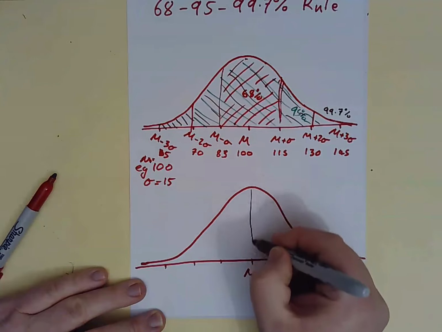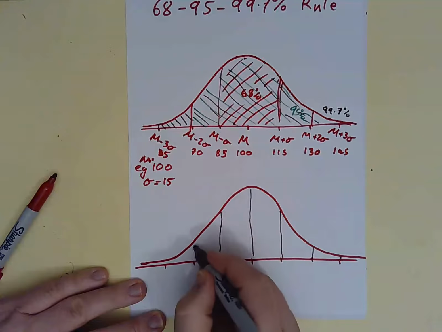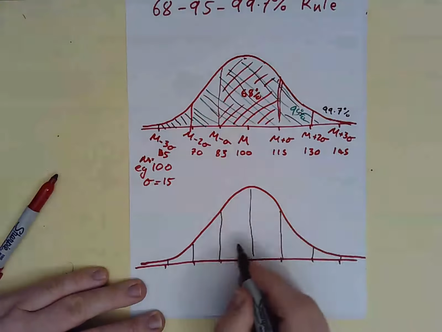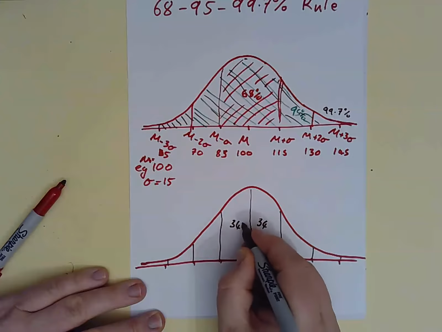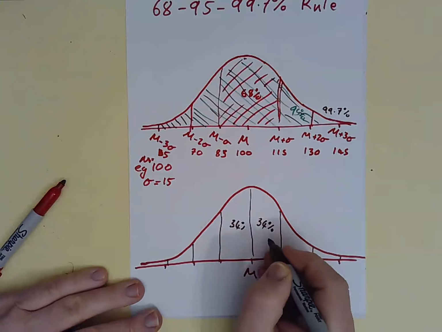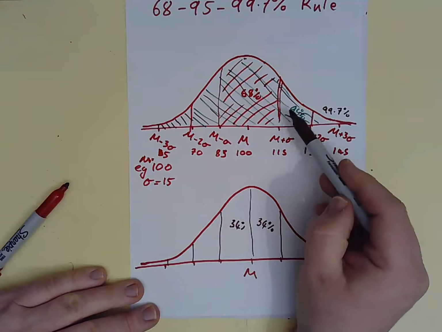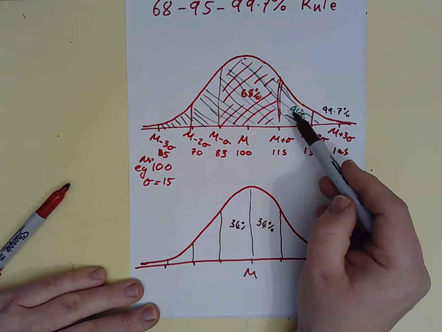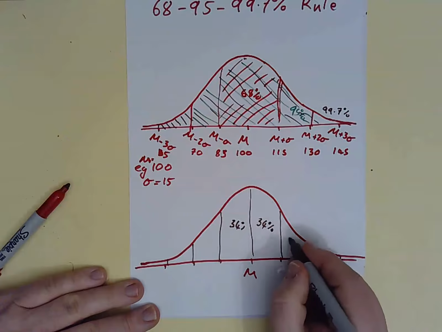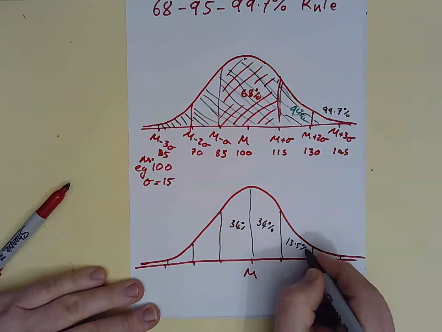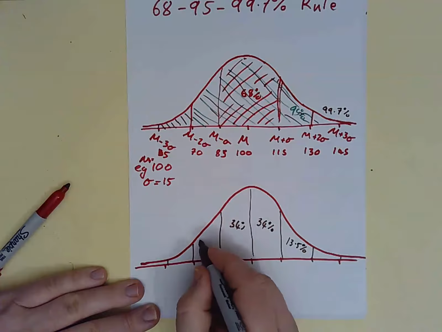So what I'm going to do here is just divide them up into little sections. So we've got 68 in here. They're evenly distributed, so it's going to be 34 and 34%. Well, I've already accounted for 68 out of the 95. So if I do the subtraction there, that's 27. So half of that is going to be 13.5% in between 1 standard deviation and 2 standard deviations above, and the same at the bottom.